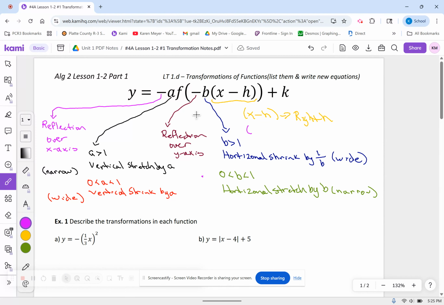And if the parentheses was x plus h, then you would think the opposite, so that would be go to the left h.